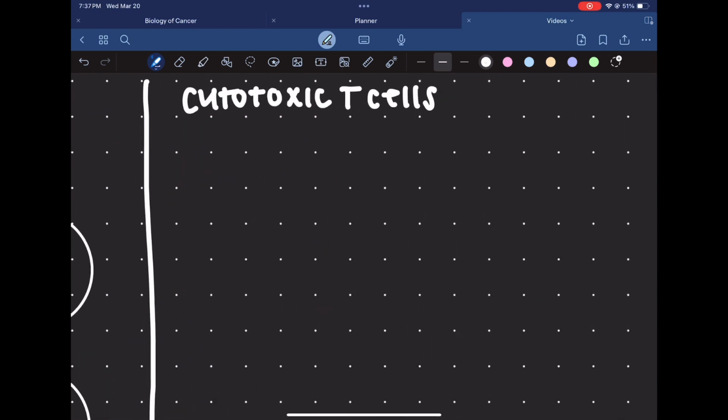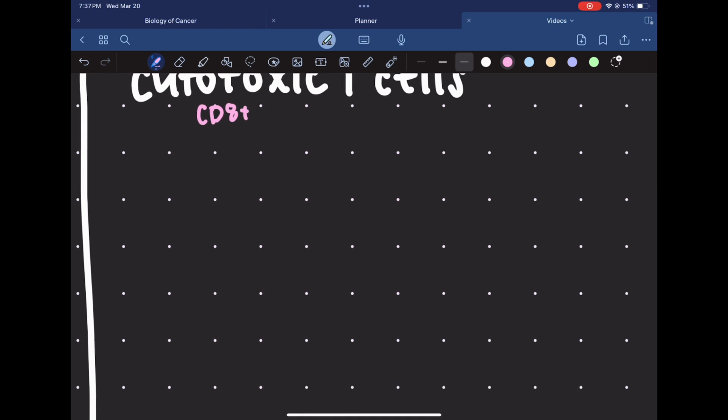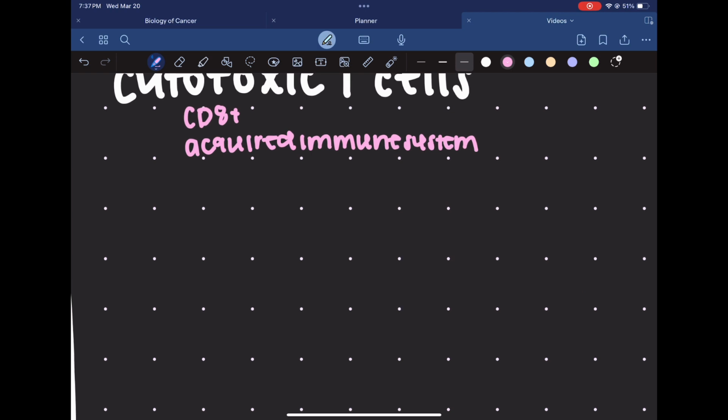So cytotoxic T cells, we're also going to call them CD8 plus. And these are part of our acquired immune system, meaning that when they're active, they're not just looking generally for cells that don't belong, they're looking for very specific cells. And they look for cells with specific antigens on them.